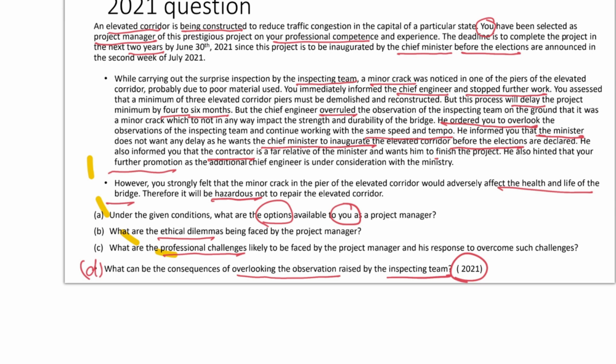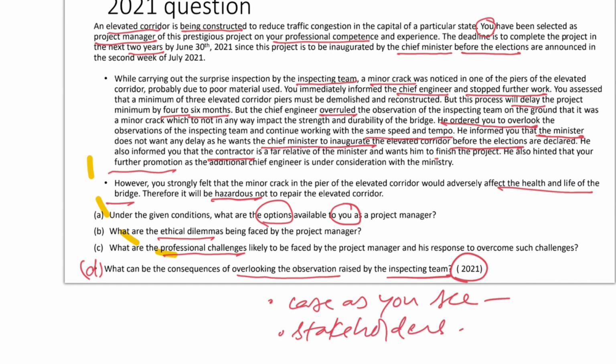So, underline like this and write the case as you see it, and the stakeholders: you, inspecting team, chief engineer, chief minister, and contractor, and public.